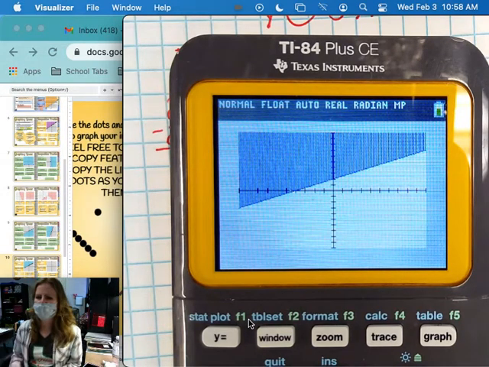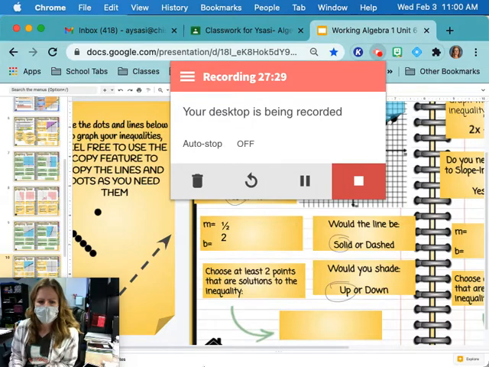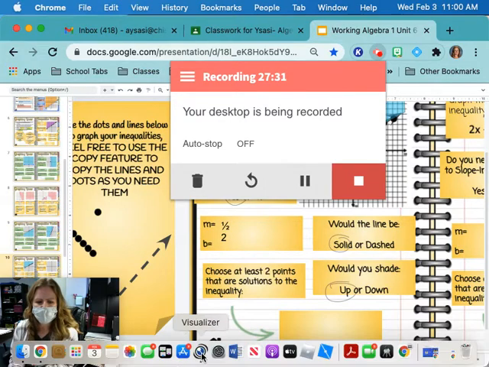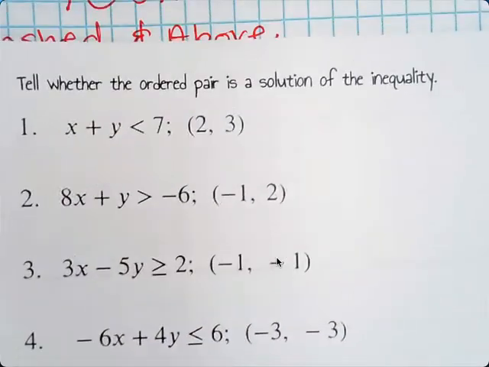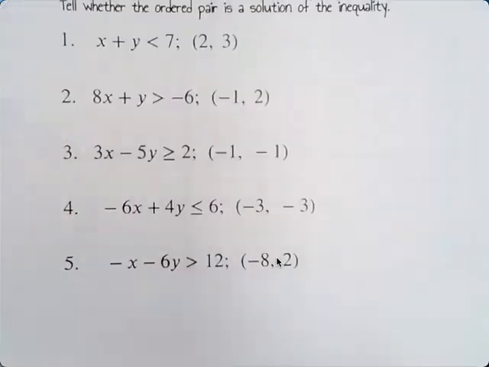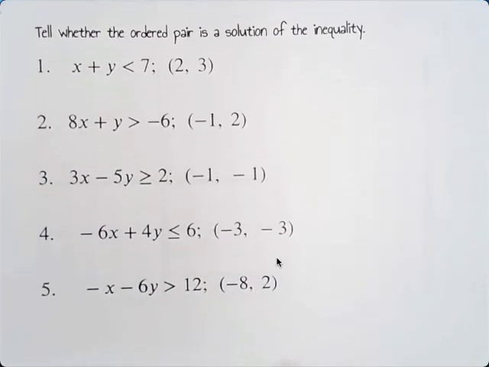Okay, we are not going to do the second example. We are going to wait on that. Let me go ahead and show you your assignment now. Okay, let's look at your assignment. First part of the assignment says, tell whether the ordered pair is a solution to the inequality.